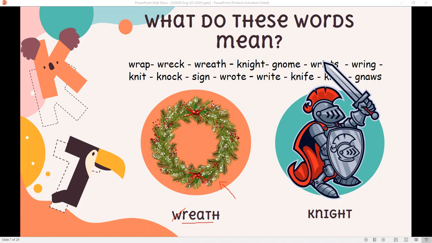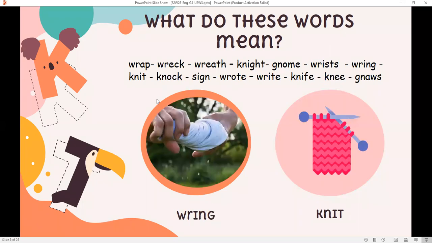Wreath. Next one is a knight. A knight is like a soldier, but a long time ago they used to be called knights. So this is a knight. Here I have the word ring. Ring. To ring is to twist in that way. Means to ring, to twist something.